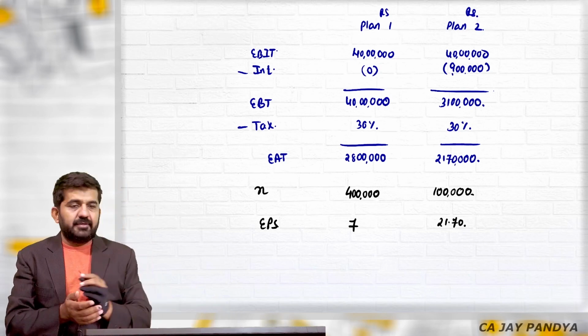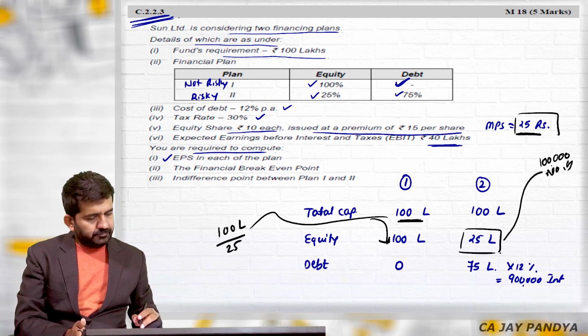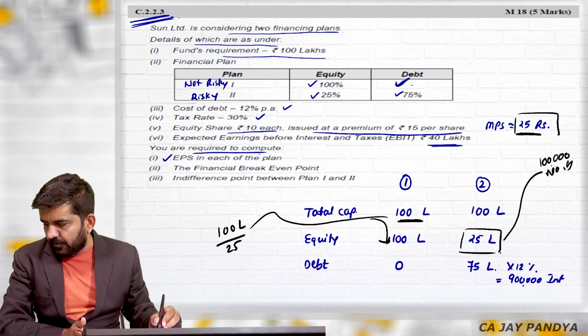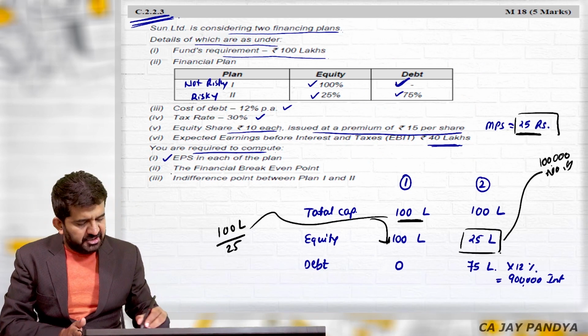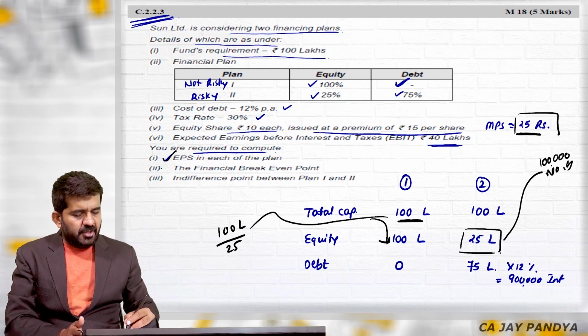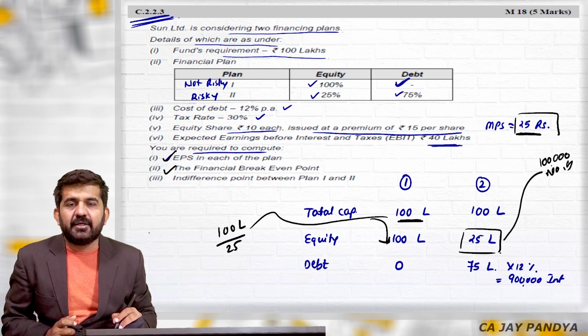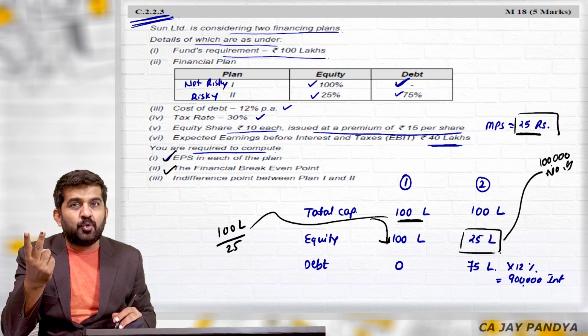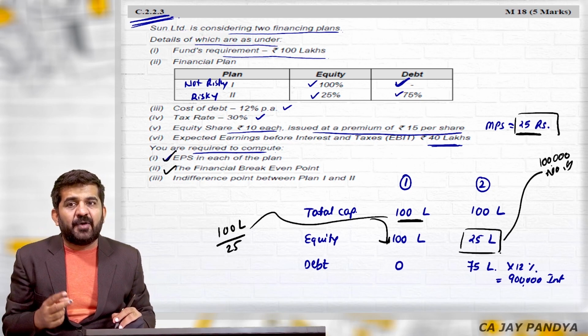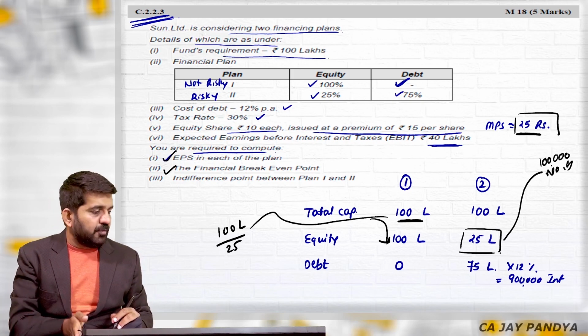Here it will be 7. You are required to compute EPS in each case that we have done. Find out financial break-even point. Is there one plan or two plans? Two plans. So we will have to find out financial break-even point for both the plans.